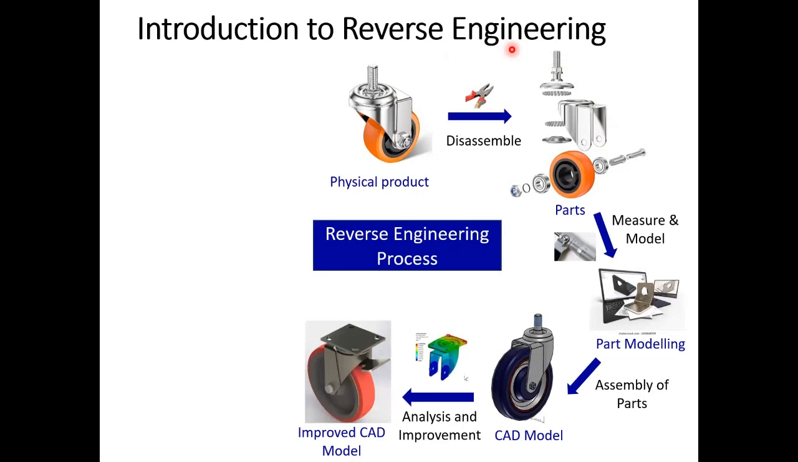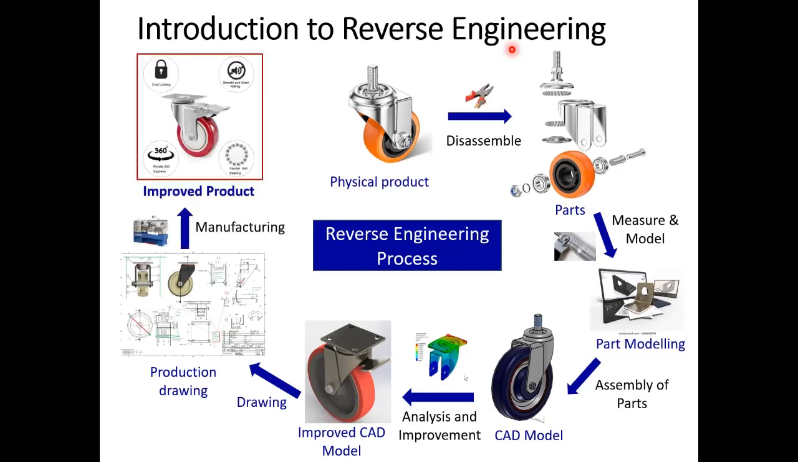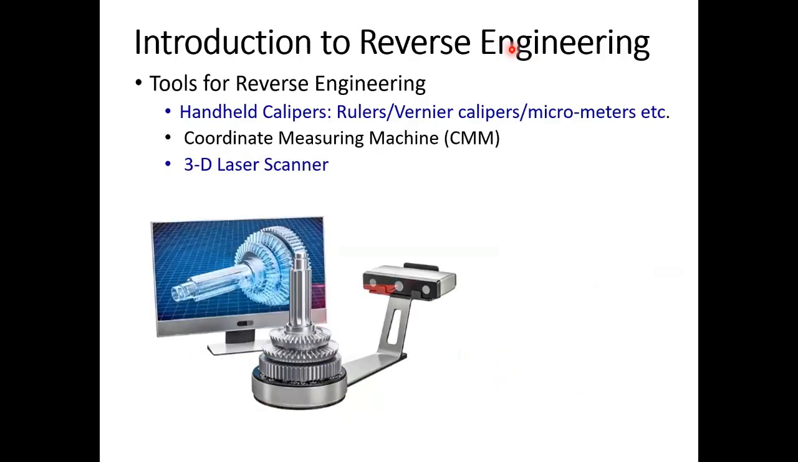And then you could analyze the performance of different parts and their interconnectivity, maybe through software or maybe through real model testing, and see how we could improve that existing product. And then we develop the part drawings or the production drawings of the improved product. And then at the final stage, we could manufacture the improved product for the market. So that is basically the reverse engineering process.